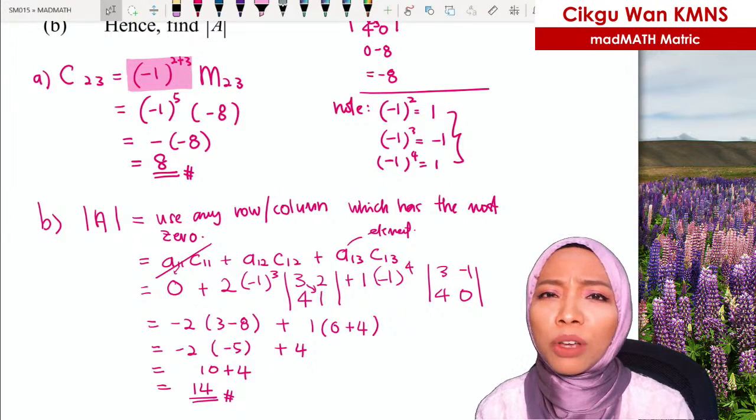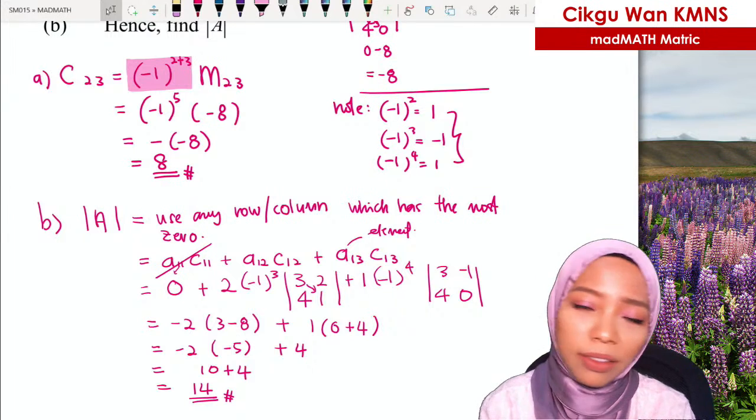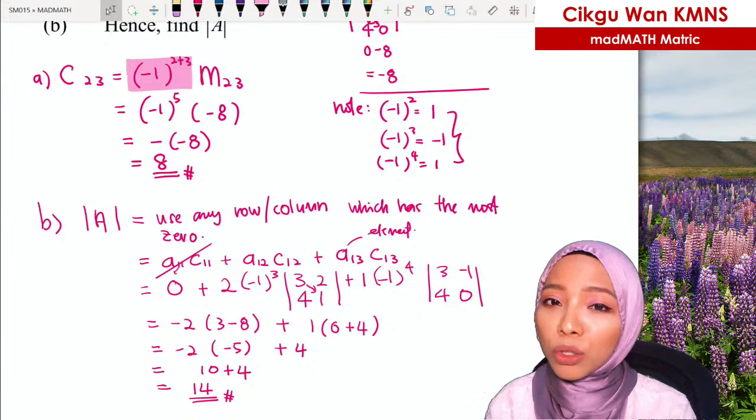Okay, very good. Bagus. You helping each other. You helping each other. That is very good. The more you teach, the more you will get.